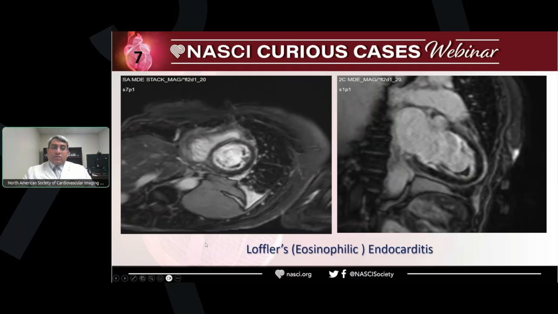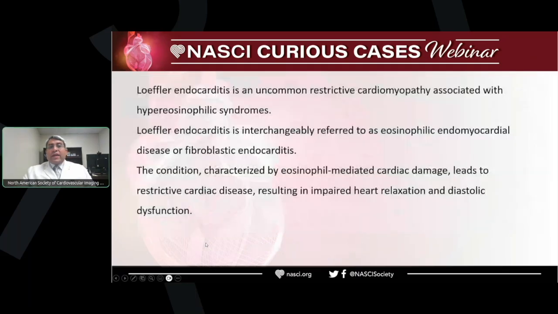Good. So Loeffler endocarditis is an uncommon restrictive cardiomyopathy associated with hypereosinophilic syndromes. Loeffler's endocarditis is interchangeably referred to as eosinophilic endomyocardial disease or fibroblastic endocarditis. The condition is characterized by eosinophil-mediated cardiac damage, inflammation, leads to fibrosis, and this causes restrictive cardiac disease, resulting in impaired heart relaxation and diastolic dysfunction.